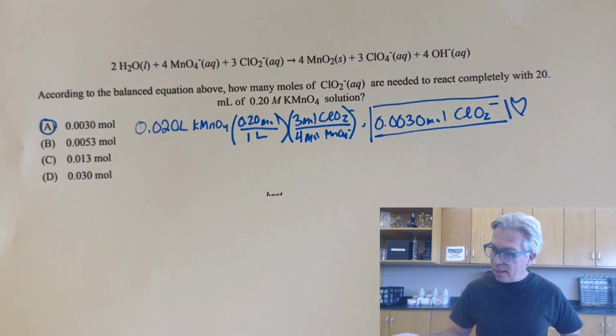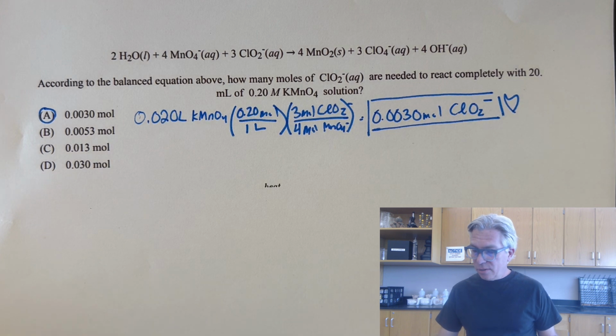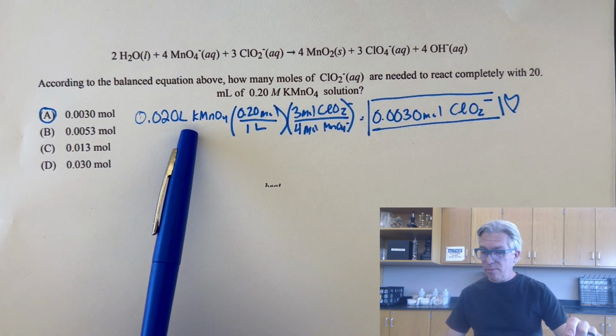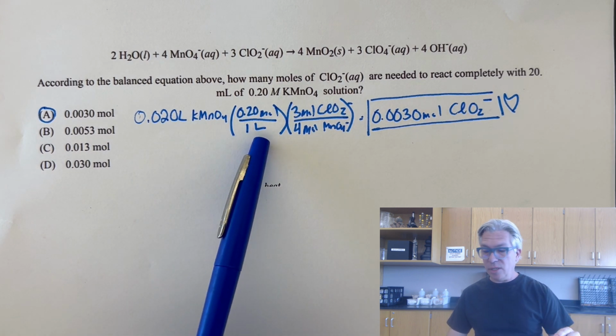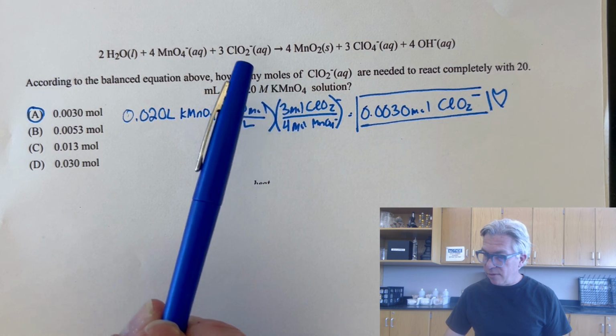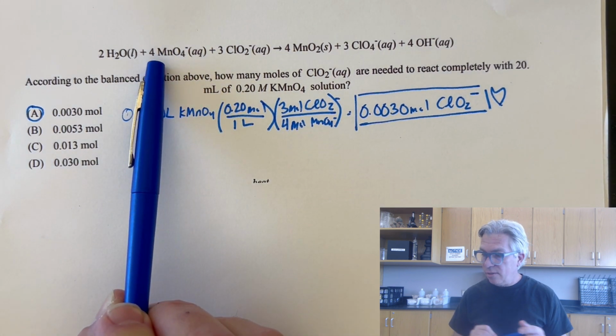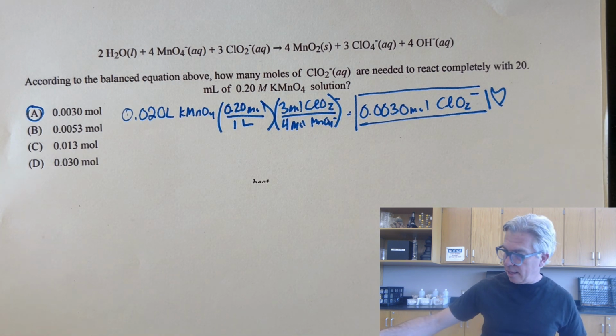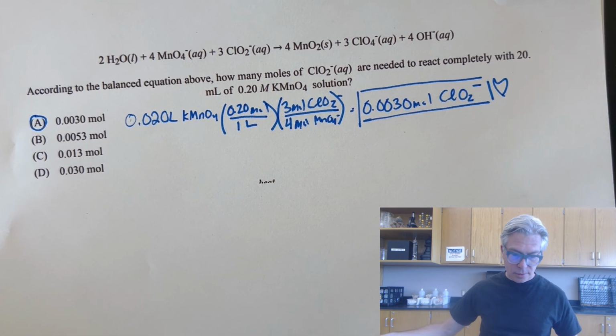Turns out I got an answer of A on this one, 0.003 moles. So let's walk through it. 0.02 liters, you've got to change it into liters because the molarity is in moles per liter, so make sure you do that. And then we apply the ratio, 3 moles of this for every 4 moles of that, and it worked out for me to be 0.003. If you got that, then we're on the same page.